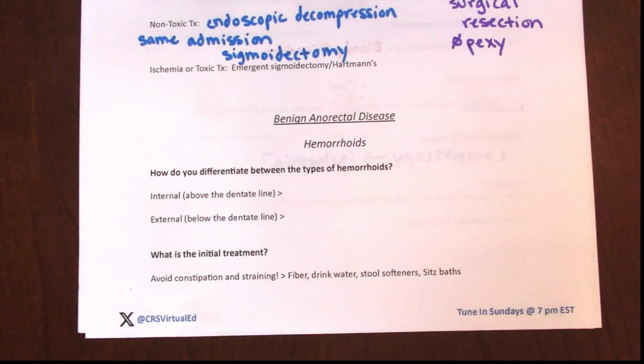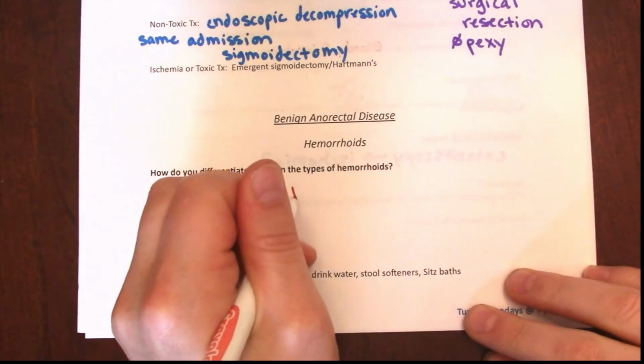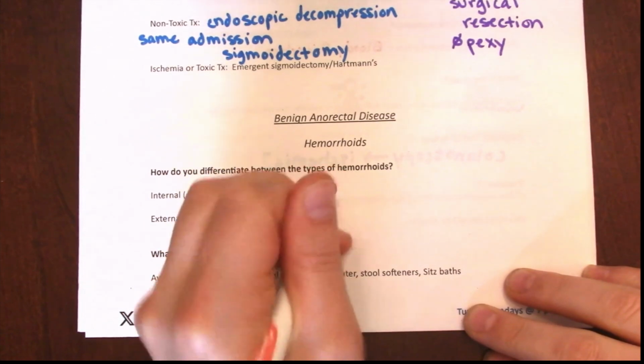So the two types are internal and external hemorrhoids. You would identify internal hemorrhoids because they're above the dentate line, while external are below. Typically, the internal hemorrhoids cause bleeding but no pain, while external mostly cause pain.